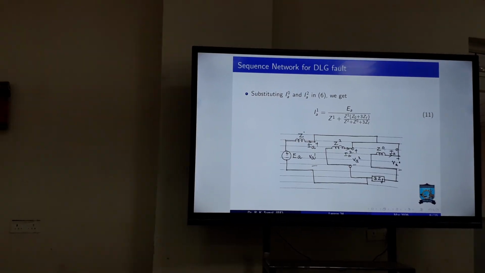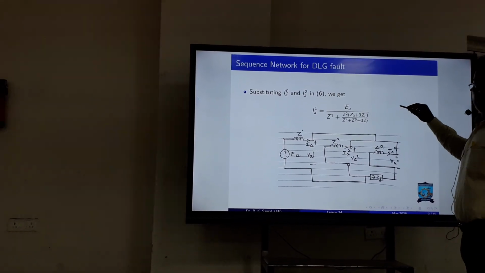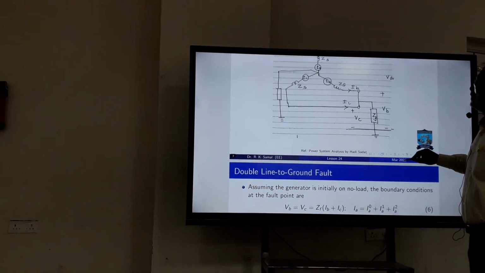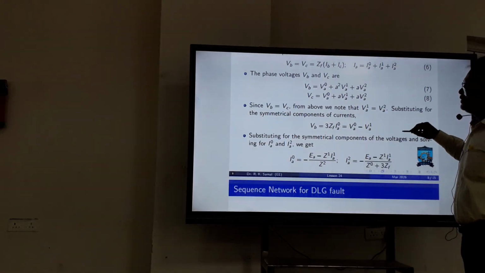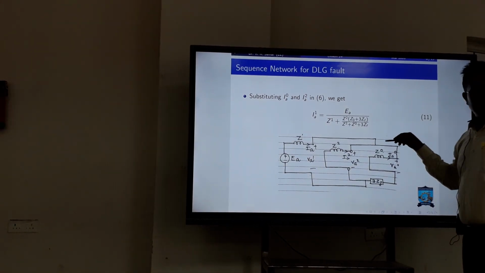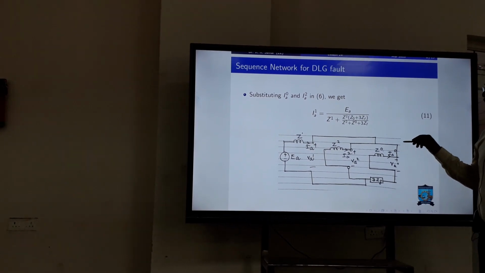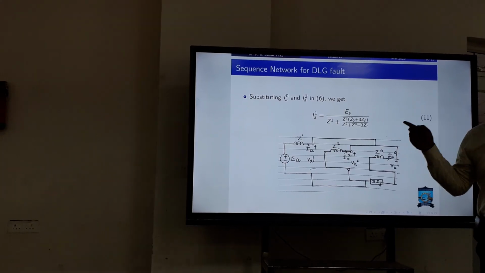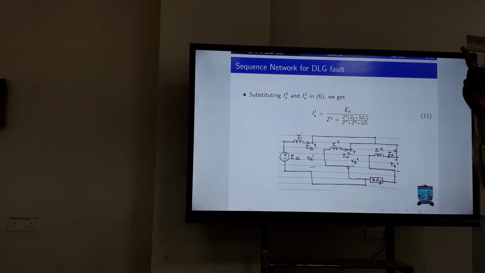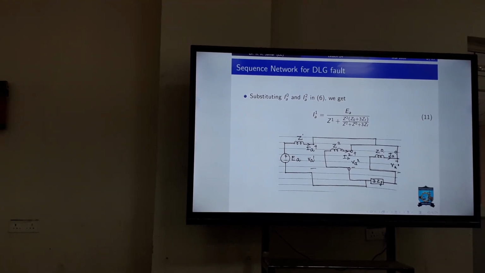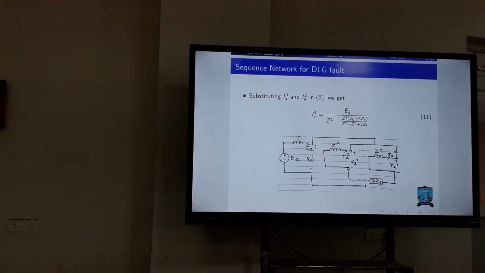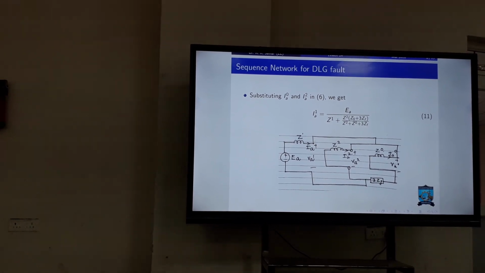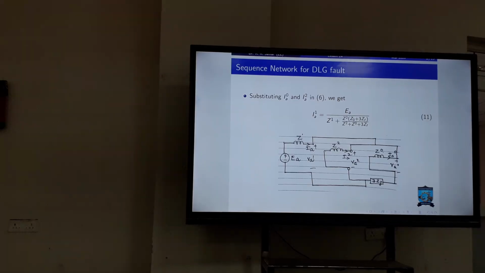For this double line to ground fault, this will be the equivalent circuit. Now this involves zero sequence impedance. Why? Because there is a ground connection. When there is a ground connection, zero sequence impedance will be there. If there is no ground connection, no zero sequence impedance. That we discussed in the very first sequence networks.